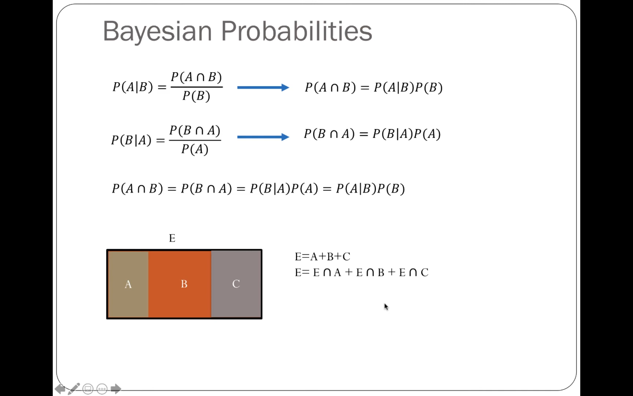Now, if I use the probabilities over this equation, since these three events have no intersection with each other, then I can write probability of E equals probability of E intersection A plus probability of E intersection B plus probability of E intersection C. And then, using the conditional probability rule, I can write this as probability of E equals probability of E conditioned on A multiplied by probability of A, plus probability of E conditioned on B multiplied by probability of B, plus probability of E conditioned on C multiplied by probability of C.